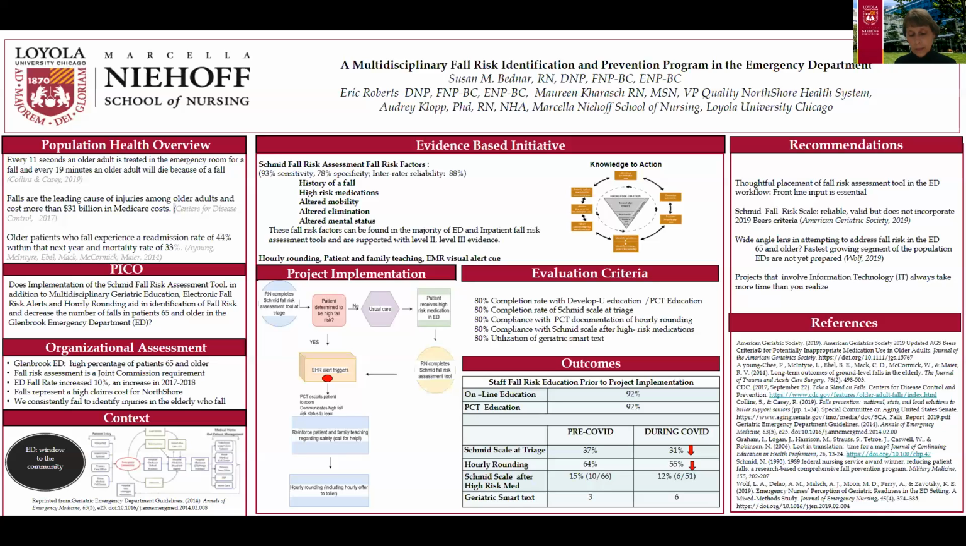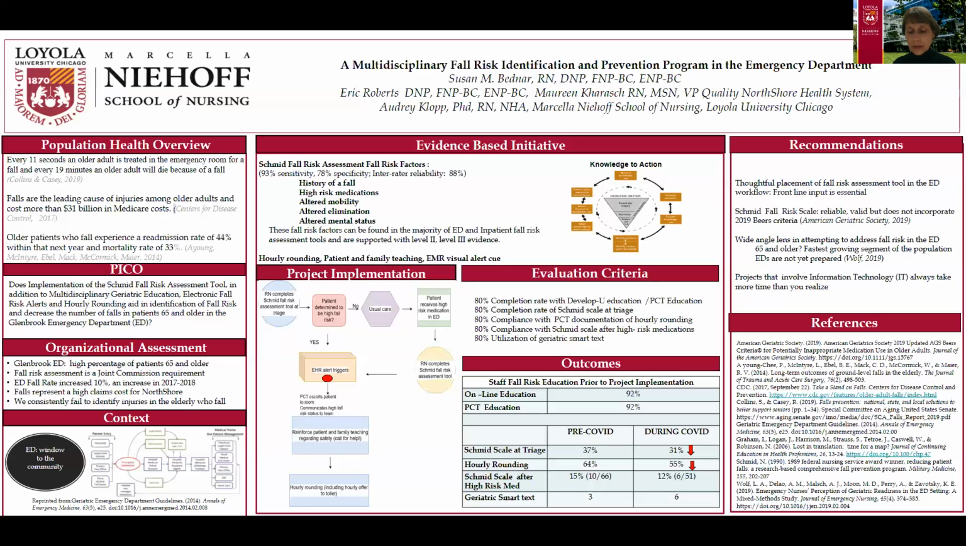The second thing, despite a 50% decreased volume, the percentage of PCT rounding dropped from 64% in the first month to 55% in the second 2 months. And again, a follow-up survey revealed some things that I should have thought about. COVID was in full force by that point, and rounding was discouraged for the PCTs to decrease their risk of exposure and also to conserve that PPE that everybody was looking for at that time.